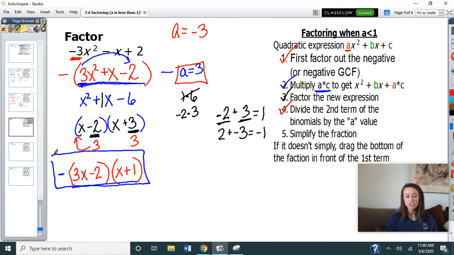Now remember, to check your work, you distribute out. And if you distribute everything and multiply it, and then bring in the negative, distribute the negative, it should end up being that. So that's how you do it.